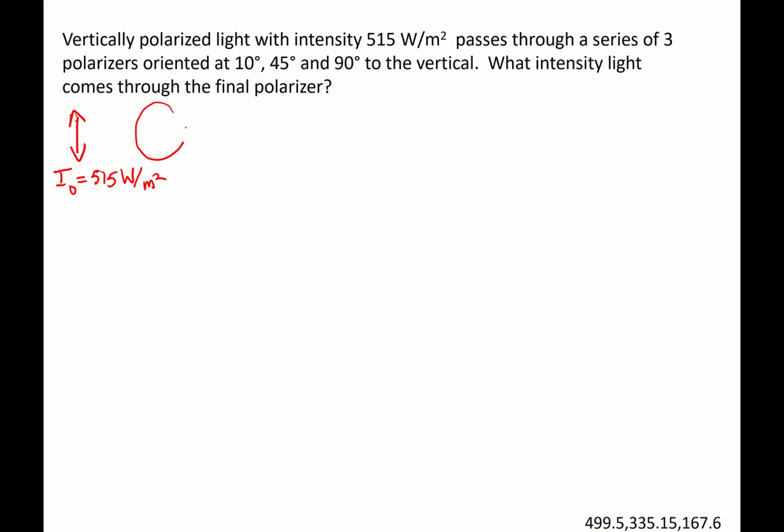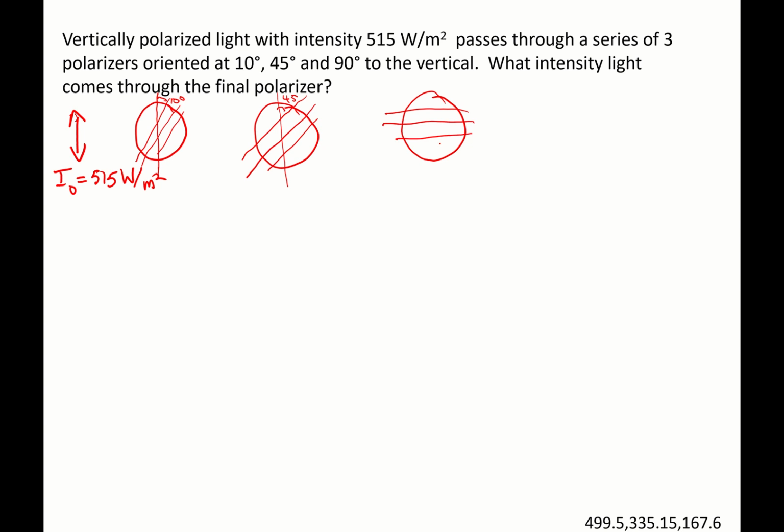The first polarizer is at 10 degrees to the vertical. All right, so the angle is 10 degrees. The second polarizer is at 45 degrees to vertical. And then the third polarizer is at 90 degrees to the vertical. All right, so I want to know what intensity of light comes through the final polarizer.